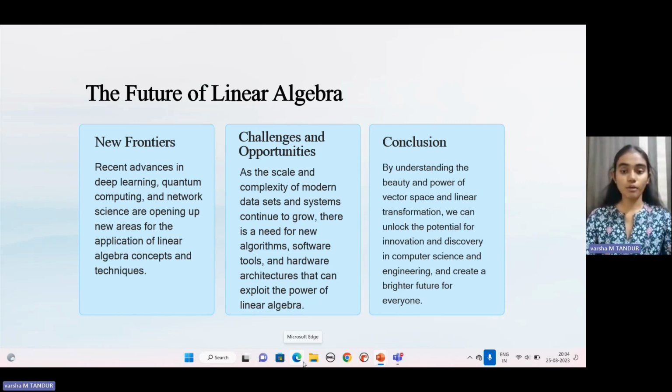To conclude this topic, the linear transformations and vector space can unlock the potential for innovation and discovery in computer science and engineering and create a bright future for everyone.